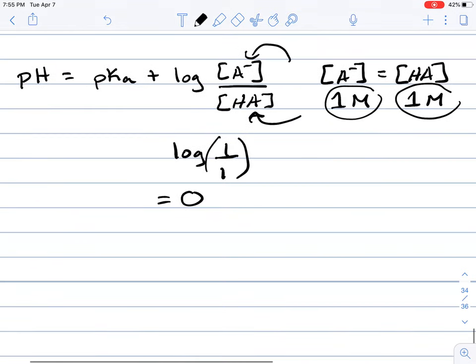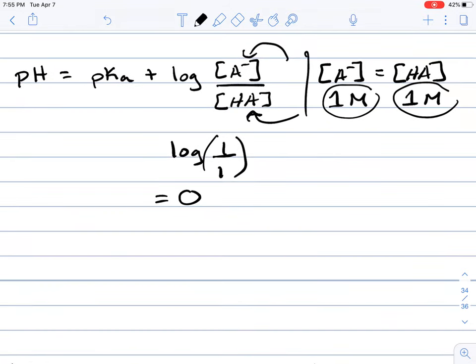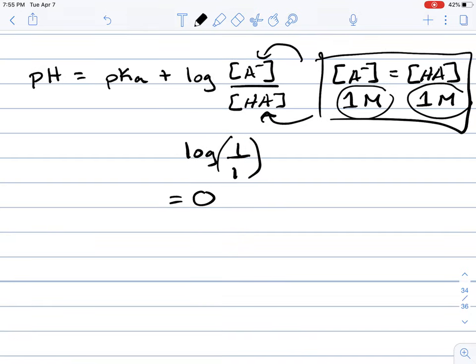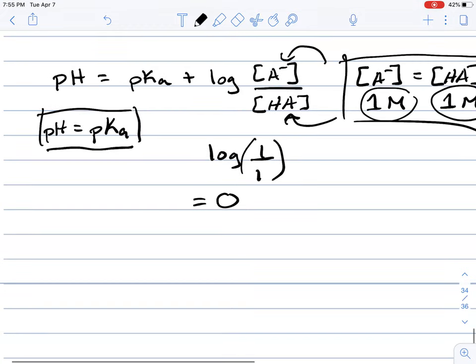And so this is a very special scenario. If the concentration of both your conjugate acid and its conjugate base is equal, then the pH is equal to the pKa. And we're going to use this concept several times, once here for buffers and another time for titration curves. This is the reason why I'm treating my pKa as kind of like my starting point.